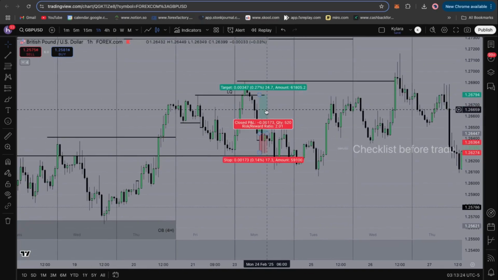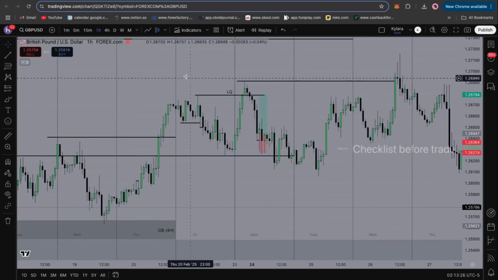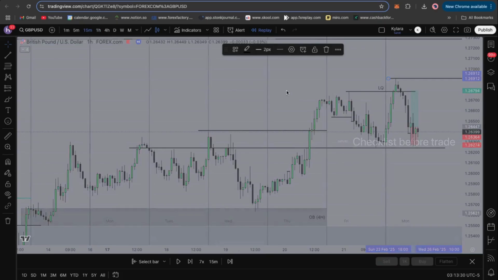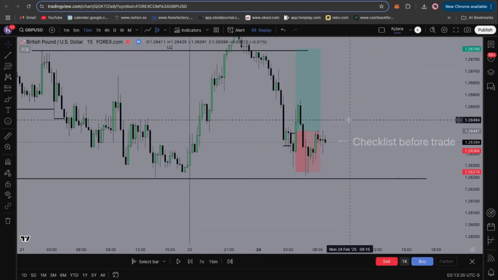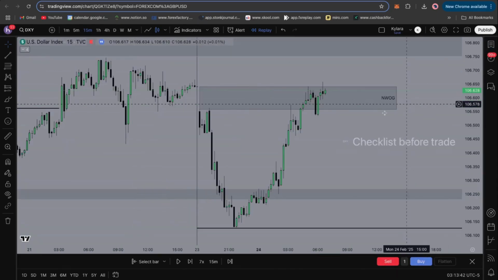So, starting on GU, if I go back, we can see I took this trade. This trade actually did not follow my rules and I shouldn't have taken it, hence why I'm making the video on it today.